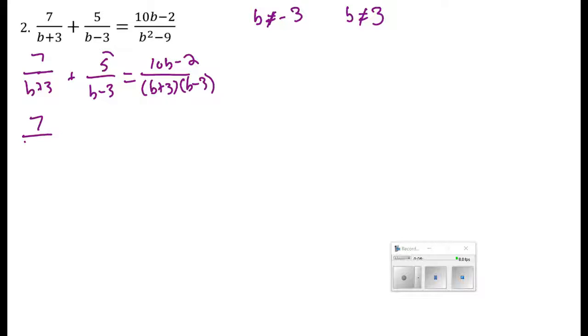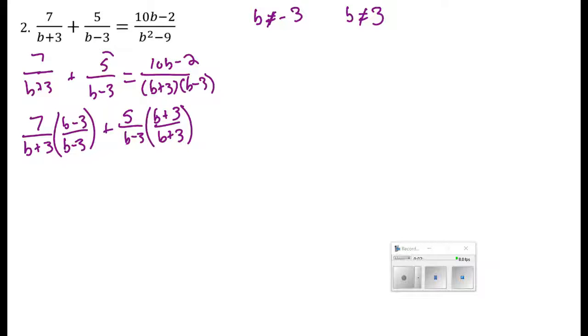So let's get our common denominators. I need a factor of b minus 3, so I'm going to multiply by 1, but that 1 is going to be b minus 3 divided by b minus 3. Plus, well, this rational expression needs a factor of b plus 3 to get the common denominator. And on this side, I don't need to do anything because it already has the common denominator. And once a rational equation has a common denominator, we also know that the numerators must be equal, so we equate the numerators.